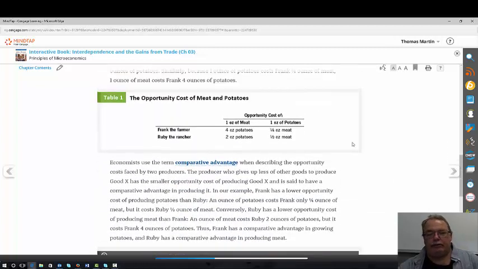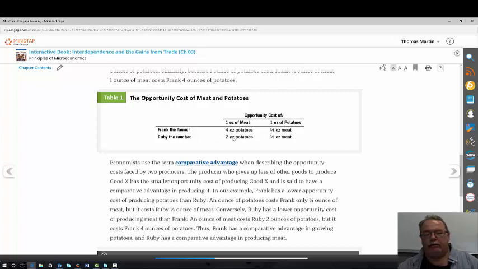So I'm going to head on down to this table, table number 1. This is the opportunity cost of meat and potatoes based on our previous graph. Frank the farmer can produce 4 potatoes for every ounce of meat, and he can produce 1/4 ounce of meat for every potato. So if he produces a potato, he gives up 1/4 ounce of meat. If he produces meat, he gives up 4 potatoes.